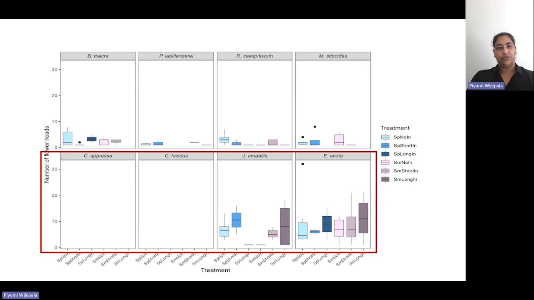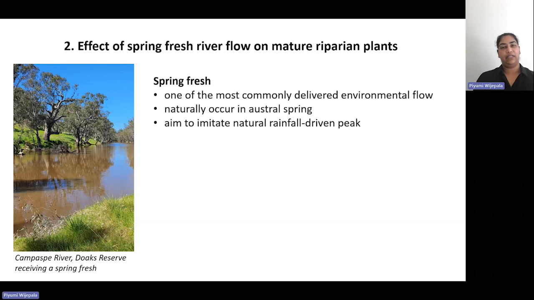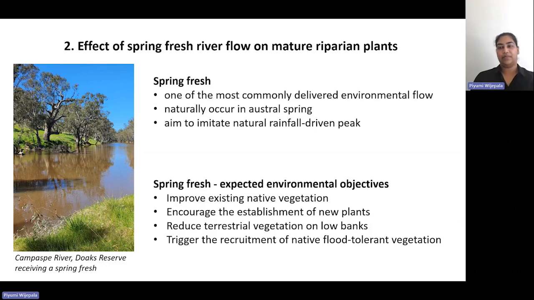So next I would like to go through what we have seen in the field experiment, which we conducted to find the effect of spring fresh river flow on mature riparian plants. Spring fresh is one of the most commonly delivered environmental flows, and it mimics the natural rainfall-driven peak. There are lots of expected environmental objectives of delivering the spring fresh, such as improving the existing native vegetation and its establishment, reducing the terrestrial vegetation, and triggering the recruitment of native flood-tolerant vegetation.